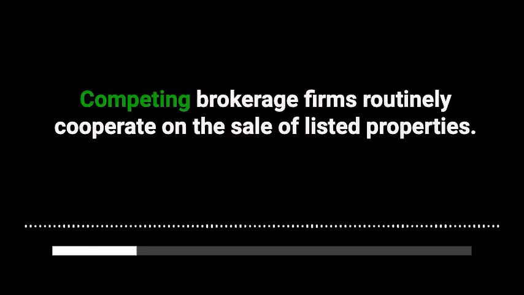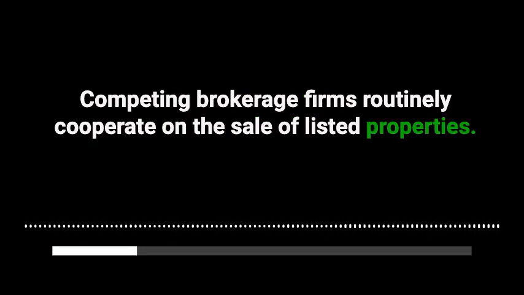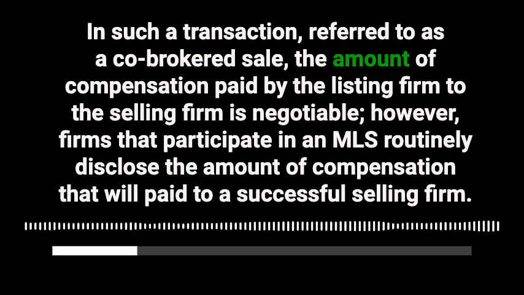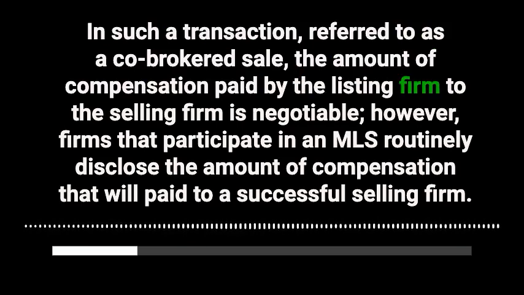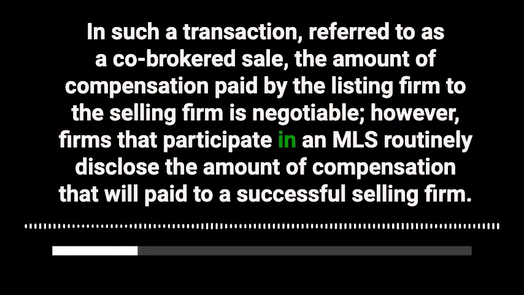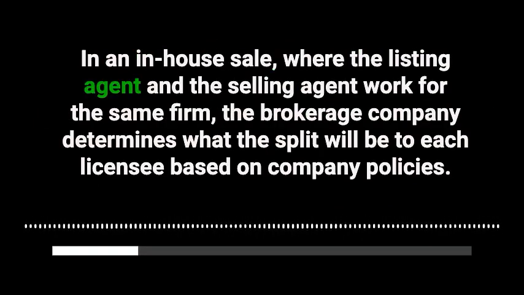Splitting of fees. Competing brokerage firms routinely cooperate on the sale of listed properties. In such a transaction, referred to as a co-brokered sale, the amount of compensation paid by the listing firm to the selling firm is negotiable. However, firms that participate in an MLS routinely disclose the amount of compensation that will be paid to a successful selling firm. In an in-house sale, where the listing agent and the selling agent work for the same firm, the brokerage company determines what the split will be to each licensee based on company policies.